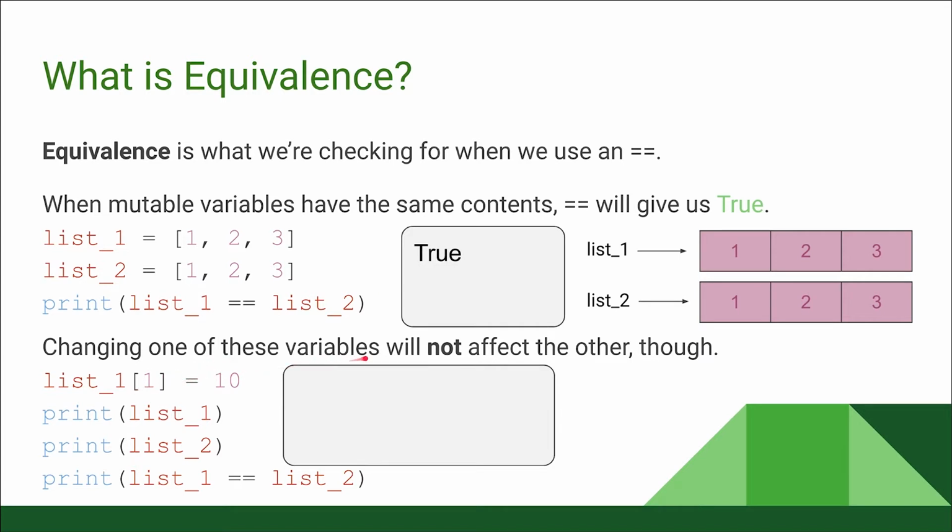If I change one of those variables, it's not going to change the other. So if I change list1 at index 1 to 10, list1 is different, list2 is not different. So if I print the two of them, they are no longer equal because their contents are not the same anymore.